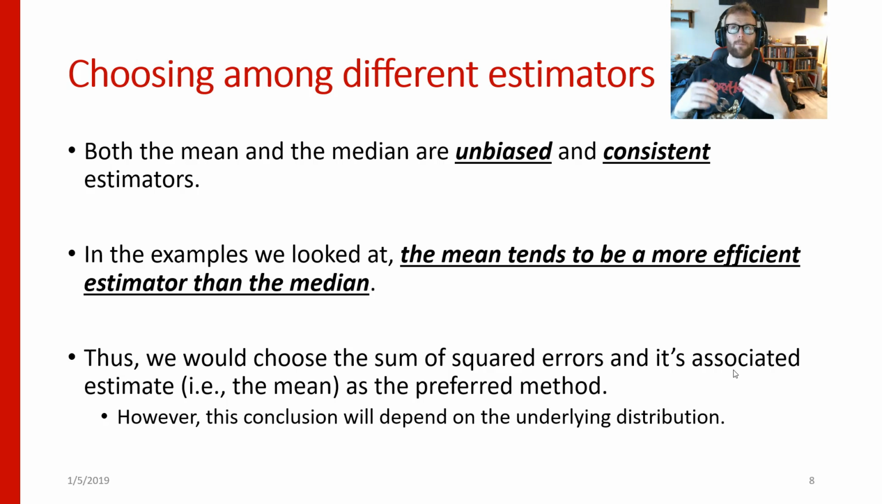There are some other unique mathematical properties of squares that make it quite important, especially when we start talking about an analysis of variance and some other sorts of distributions. But a very important reason why we're going to choose the sum of squared errors and the mean as an estimate is because it's a more efficient method of estimation than the median.